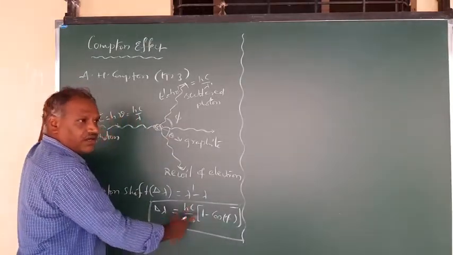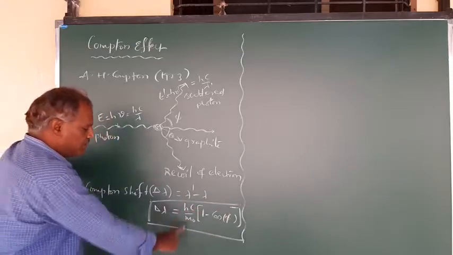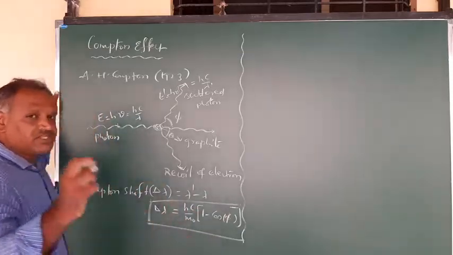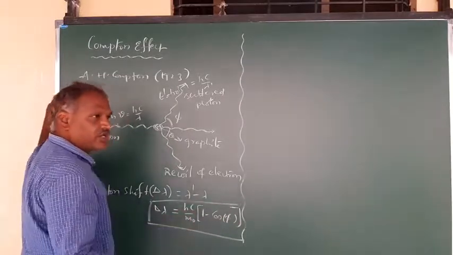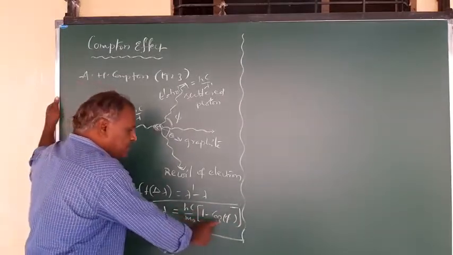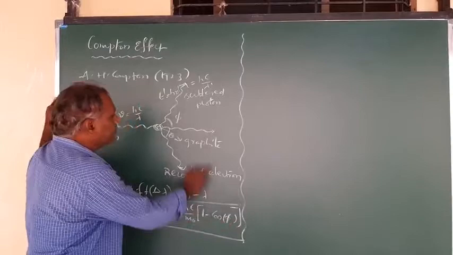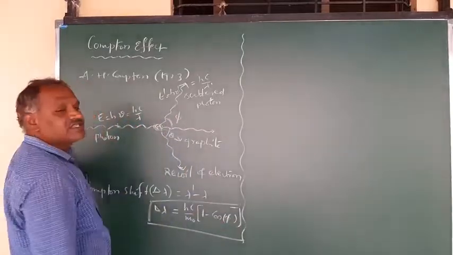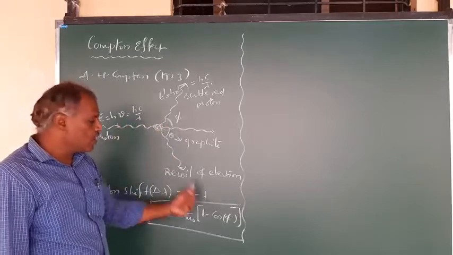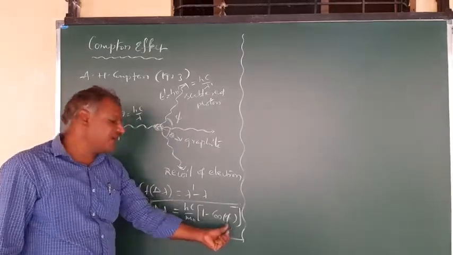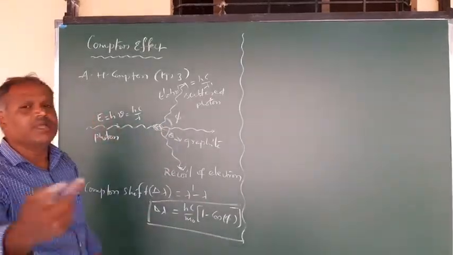The rest mass of the electron is 9.1 into 10 power minus 31 kg, and the charge is 1.6 into 10 power minus 19. The values of h and c are constant. So if you put these in, except the phi value, which is different for different scattering of these X-rays by the matter, then according to this scattering angle, the Compton shift can be modified.